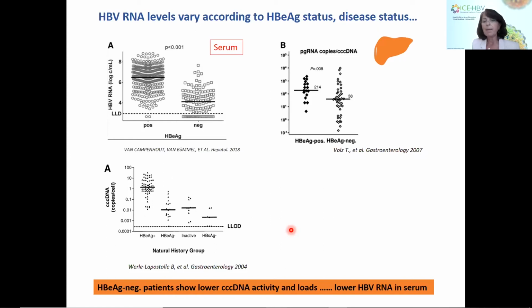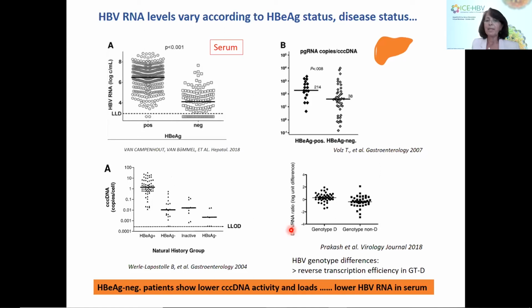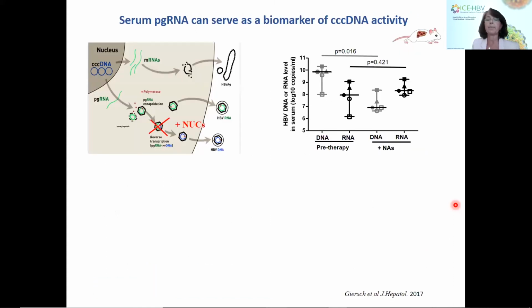But the measurement might also be difficult, or rather the interpretation of the ratio between DNA and RNA in serum might be complicated by differences in viral genotype, and by the speed at which, for instance, the RNA is reverse transcribed, which might also affect the level in serum.